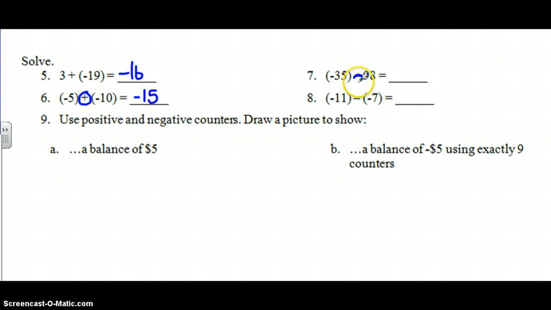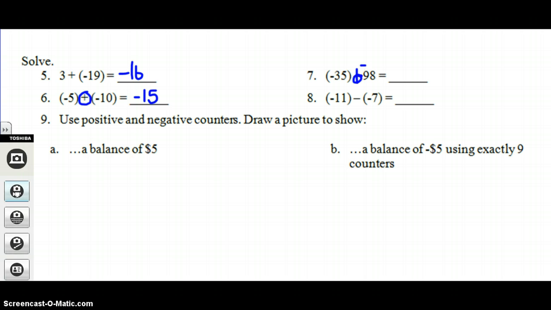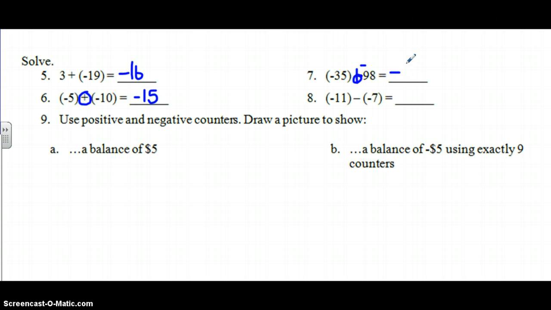Here I'm not adding, so I'm going to need to change this into addition, which means I need to turn the number after it into its opposite. So now I have an addition problem that is negative 35 plus negative 98. My signs are the same, so again I'm going to find the sum. Both signs are negative, so my answer is going to be negative 133.